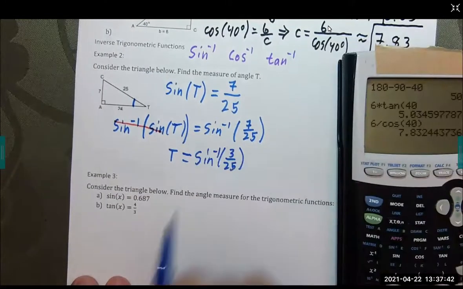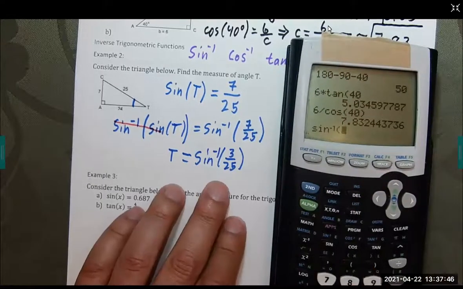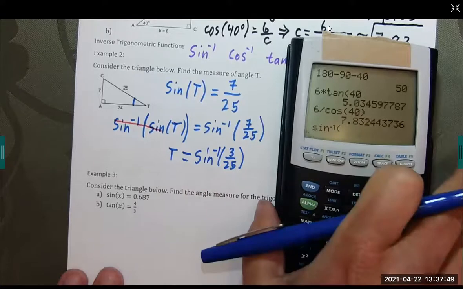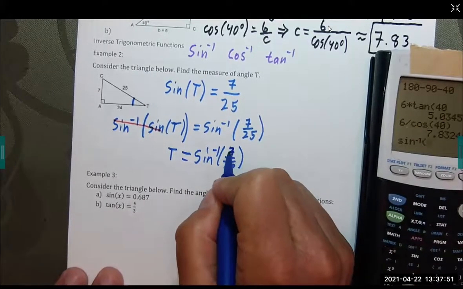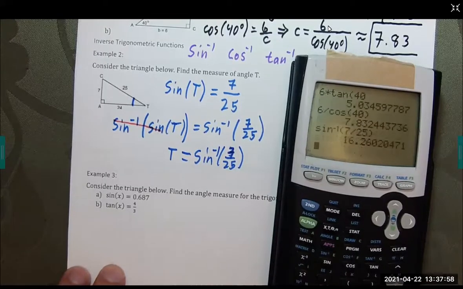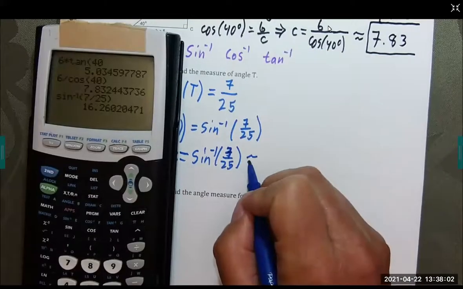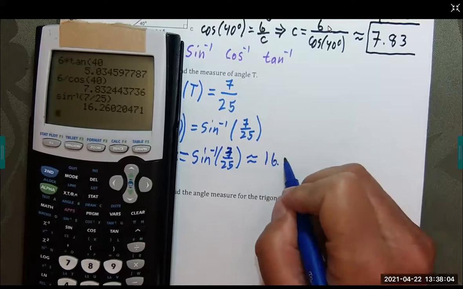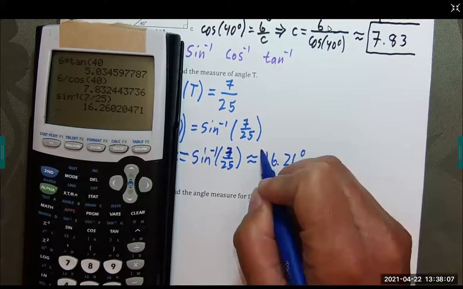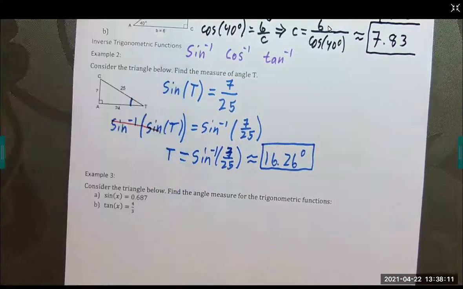Inverse sine. So here we go, inverse sine, second sine of 7. That's a weird looking 7, looks like a 3. 7 divided by 25. There we go. So this is about 16.26 degrees using our inverse trig. And we're going to continue with that with example 3 here.